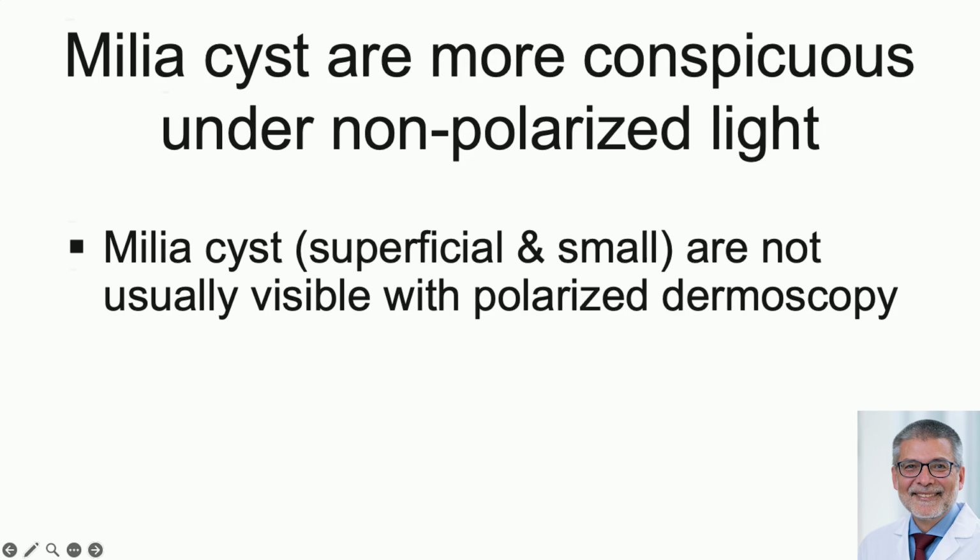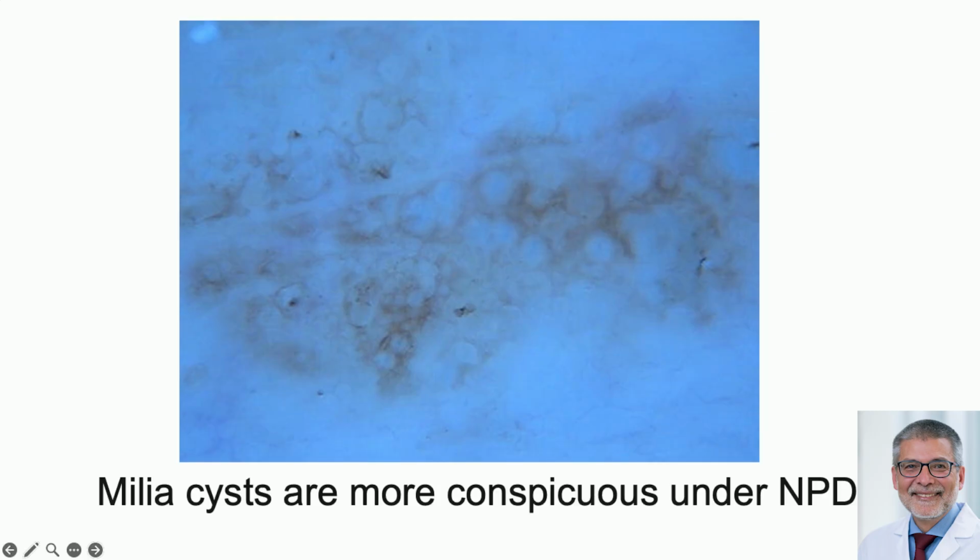But in the polarized mode, you don't see milia, for example. And therefore, some seborrheic keratoses will appear concerning because you're not seeing the diagnostic structure. It will require you to toggle to the non-polarized mode for you to see that. And that is highlighted in this image. So what you're seeing here is a seborrheic keratosis in the polarized mode.